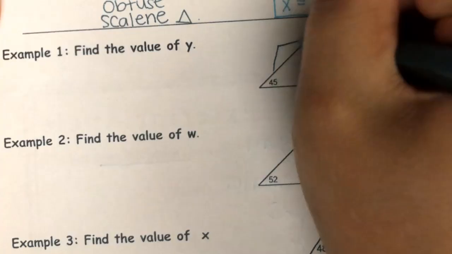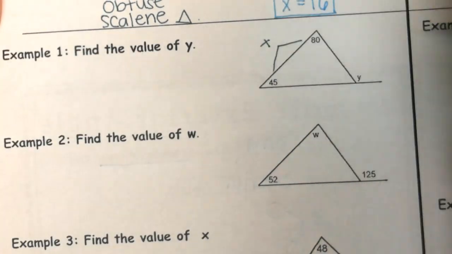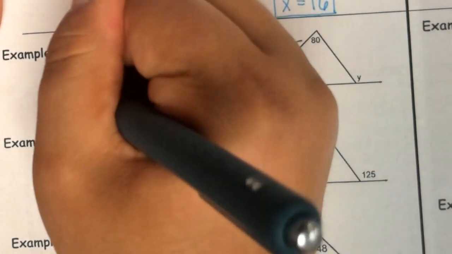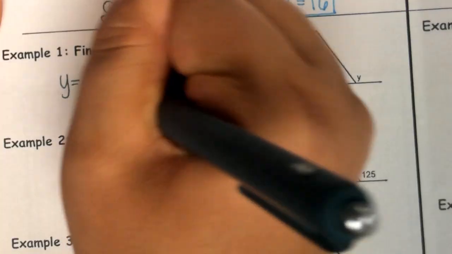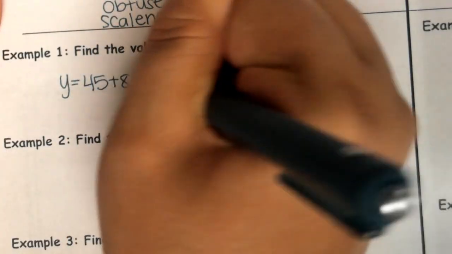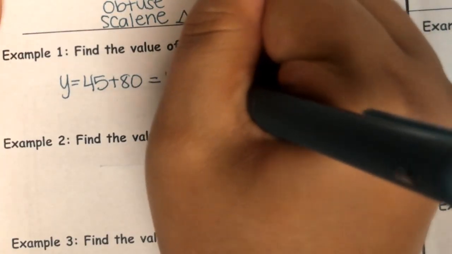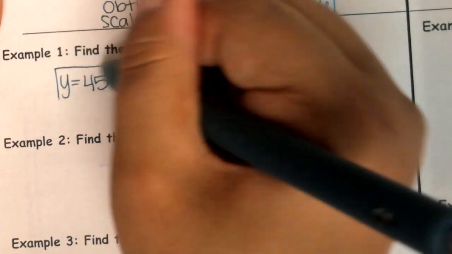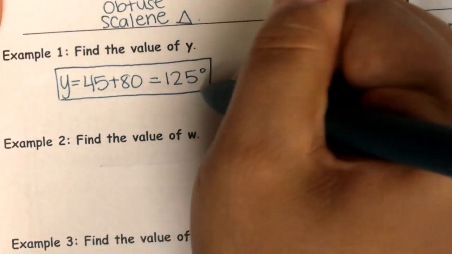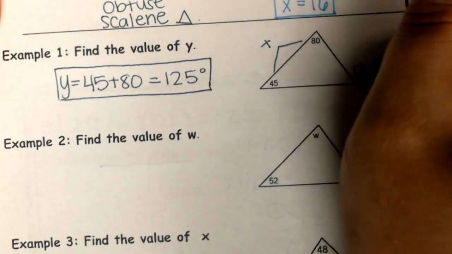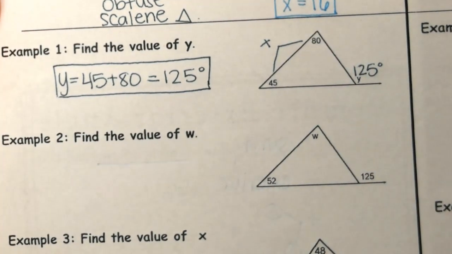Add them together. What is 45 plus 80? What do I get for y? 125 degrees. You just add them together.